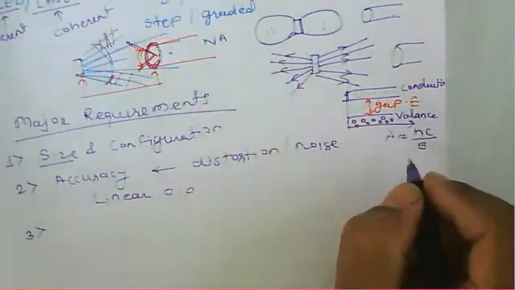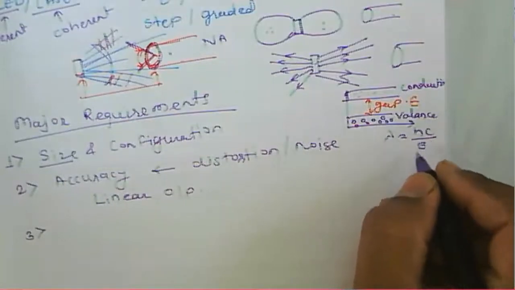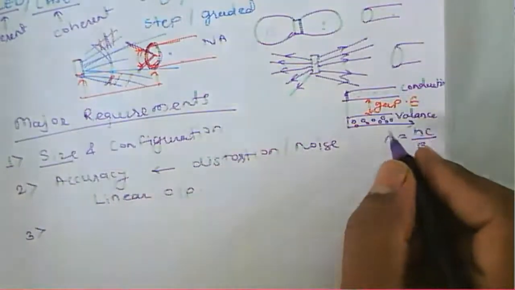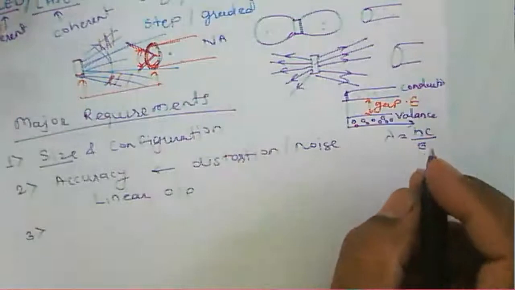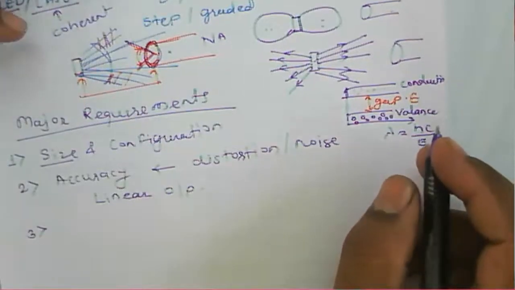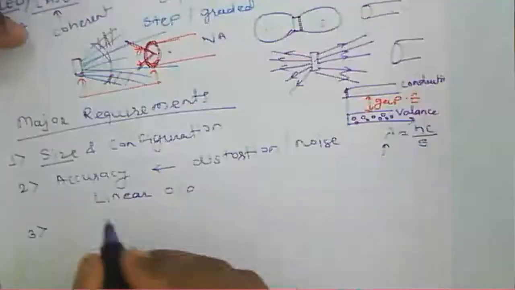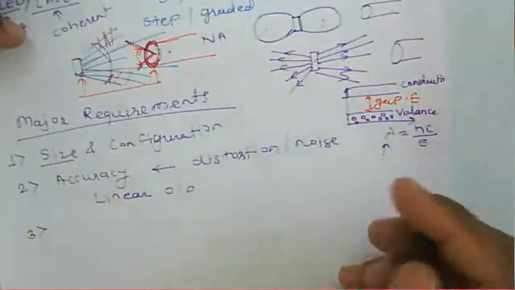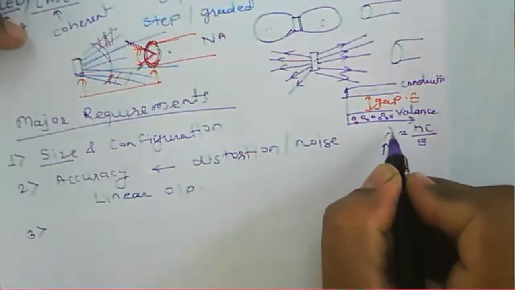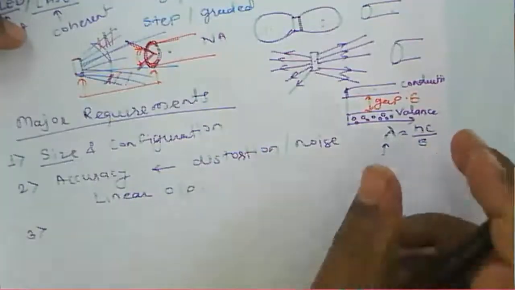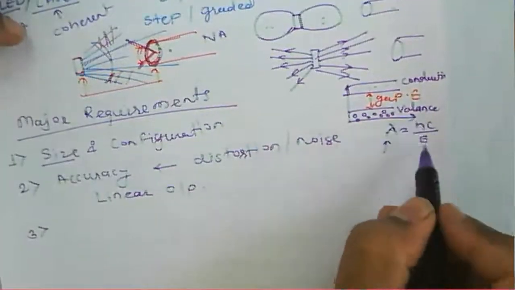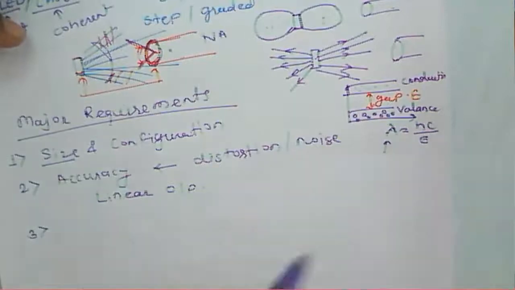And then that photon of energy gives us the value of the wavelength. So whatever wavelength is generated, we have a light source that emits light, and that light has some particular wavelength, which depends upon the photon of energy.